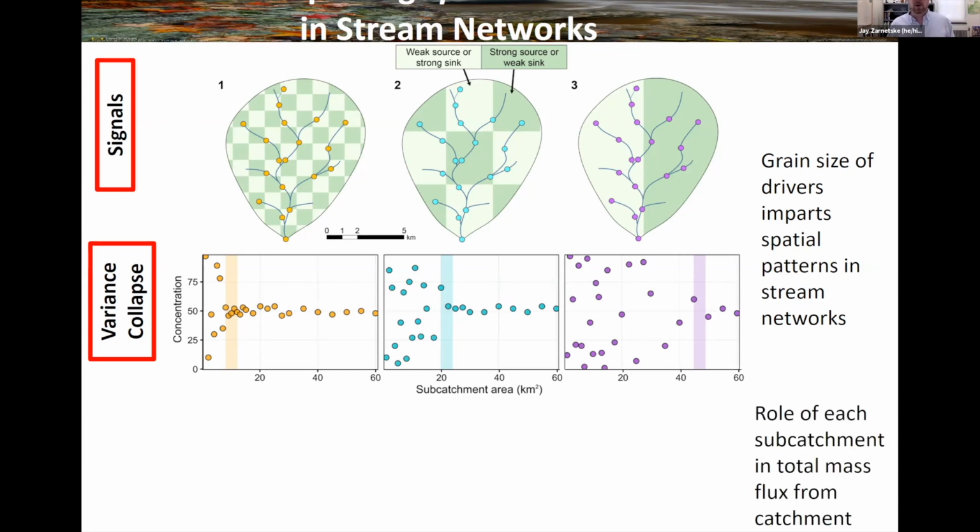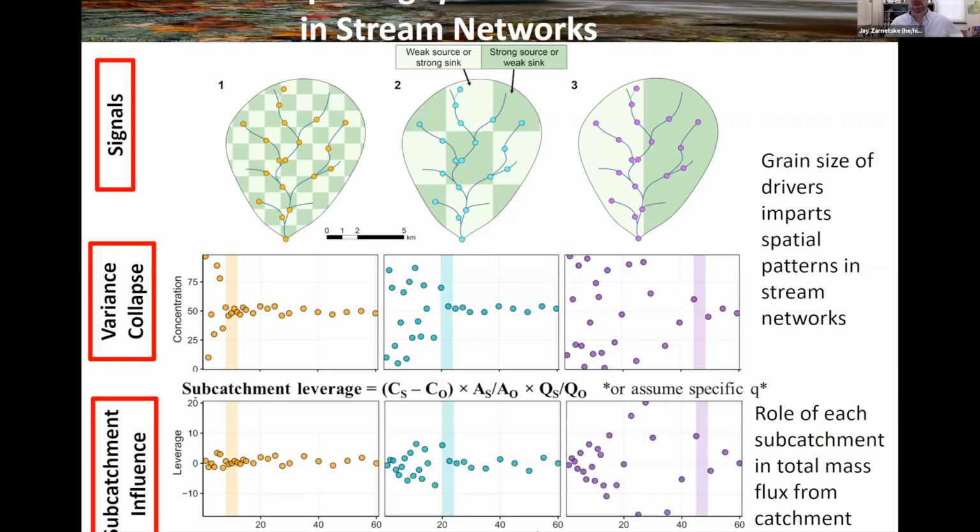We can also do more advanced work in a mass balance approach, where we look at each individual subcatchment's influence on the chemistry. We can do this in a number of different ways, and we've been doing it in what's called subcatchment leverage. This is basically looking at the role of each subcatchment on the overall mass flux out of the watershed. At the small resolution, each subcatchment is an equal player in generating the chemistry coming out of the watershed. But if you have these big patches, these big controls, then those larger subcatchments are the ones that dominate the chemistry coming out of the watershed.